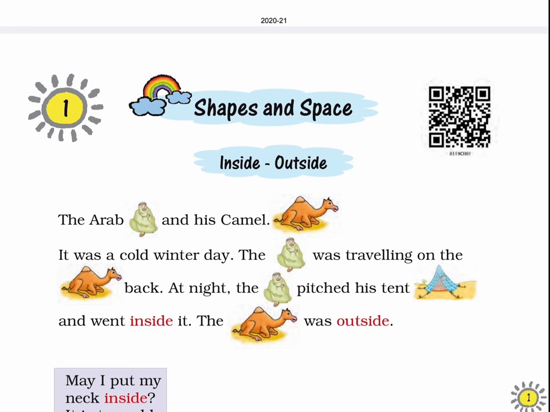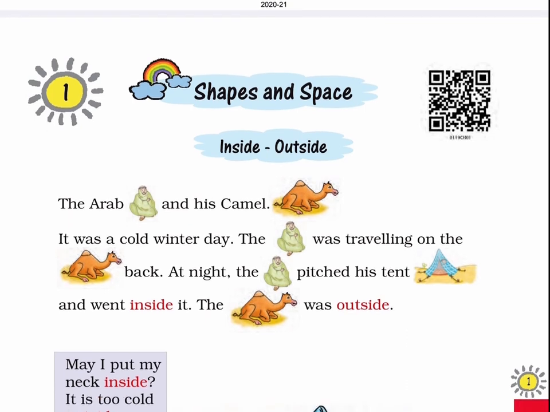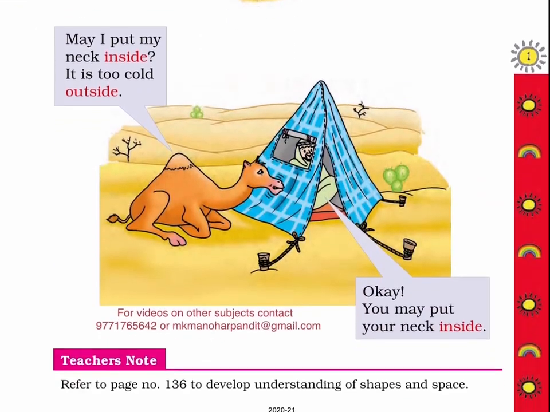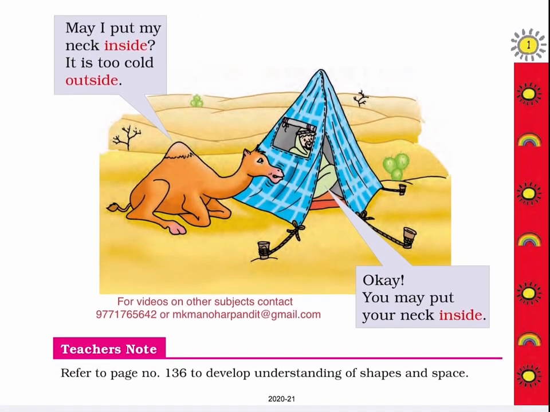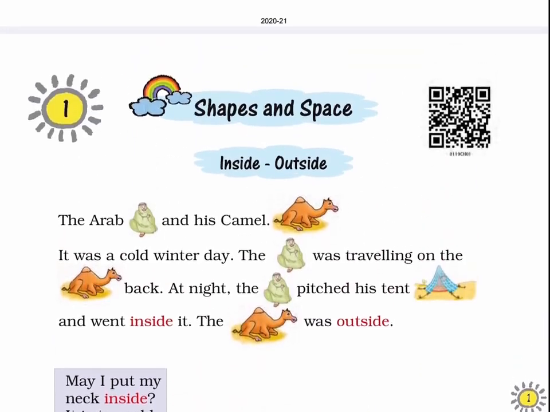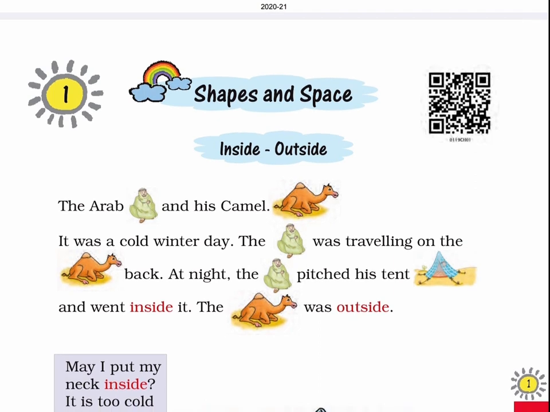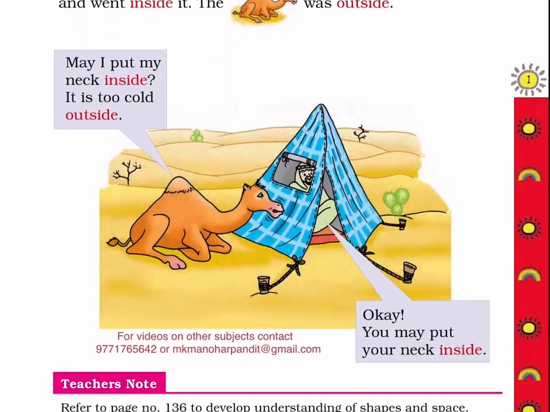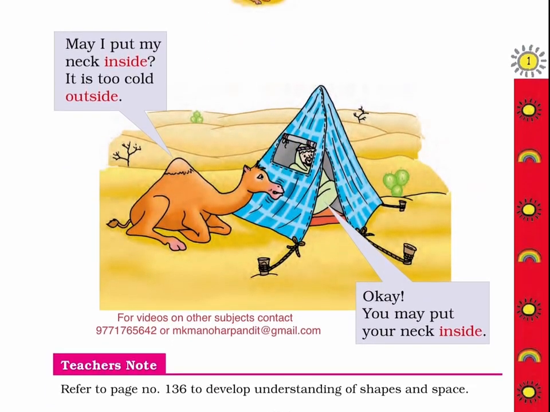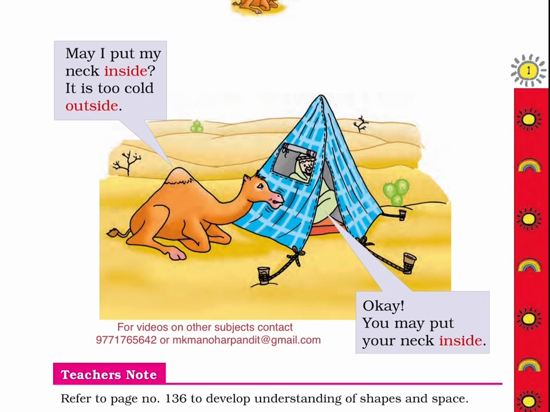Inside, outside. Page 1 has a small picture of Arab. Next to the word Arab, a small picture of a camel. Next to the word camel, a small picture of a tent. Next to the word tent. Tent is a shelter made of clothes which are held up by poles and ropes. This page also has a big picture of a tent with Arab sitting inside the tent and the camel sitting outside.